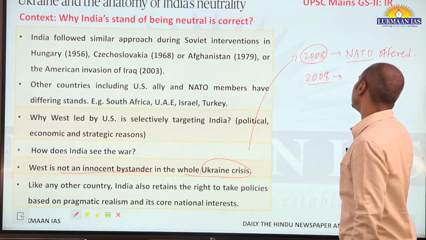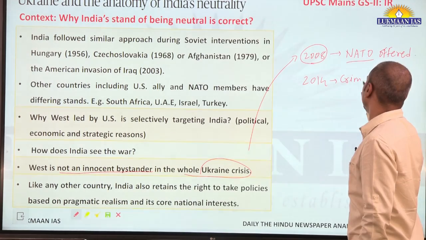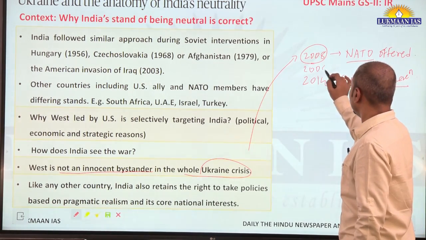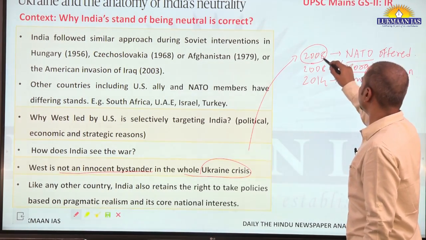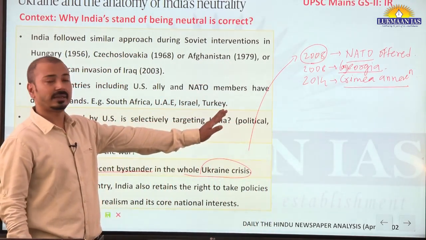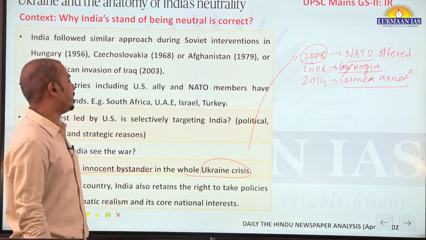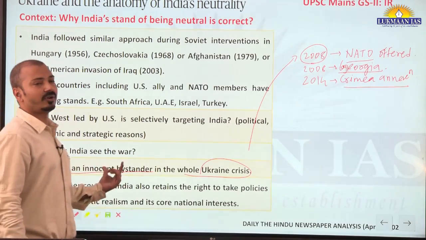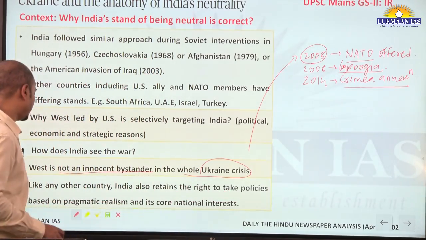From that point onwards, there was the 2008 attack on Georgia, and in 2014 the Crimea annexation. NATO had offered membership to Ukraine as well as Georgia at that time. So Russia attacked Georgia also, and in 2014 the Crimean Peninsula, a Ukrainian part, was annexed, and now the full-fledged war. So this is to some extent instigated by NATO itself, or the Western countries. So we can say that the West is not an innocent bystander in this conflict.